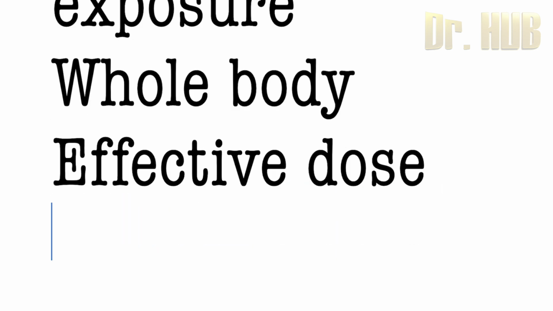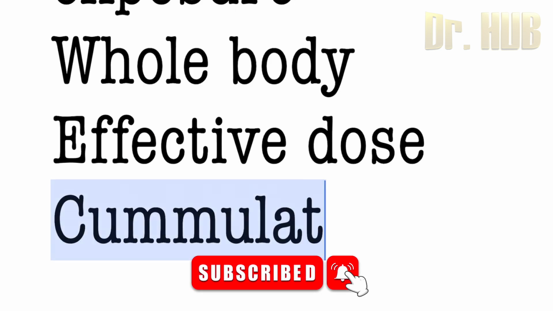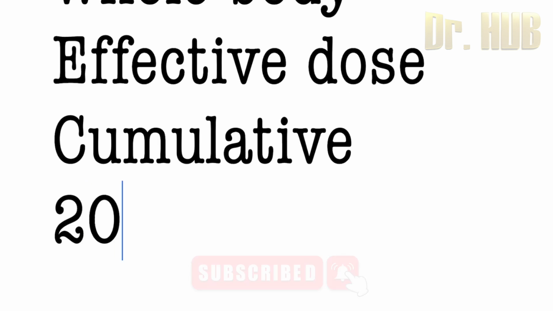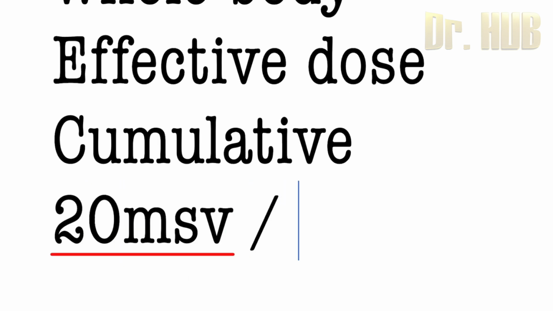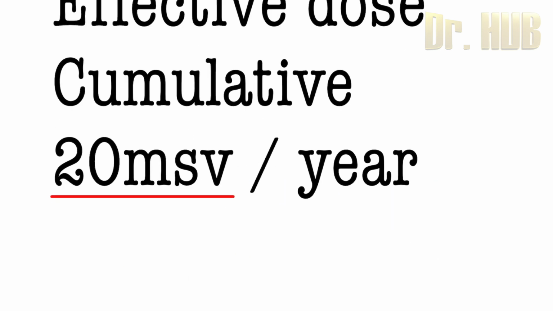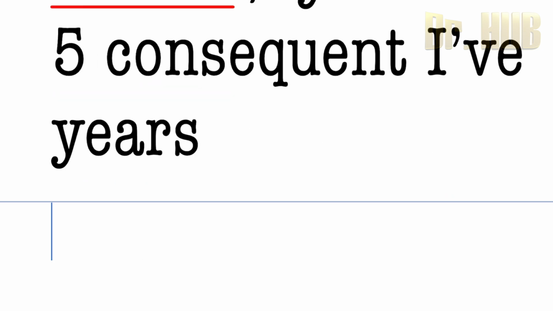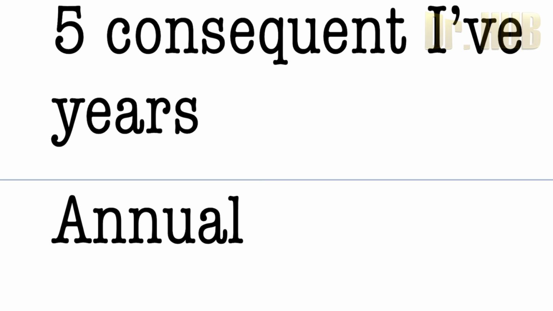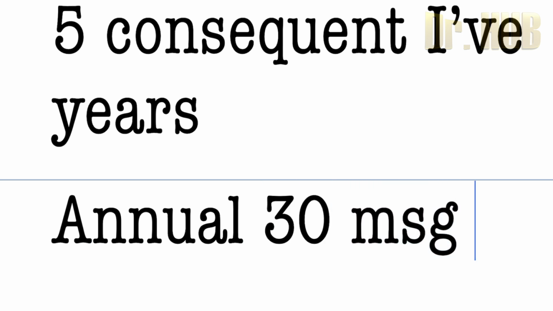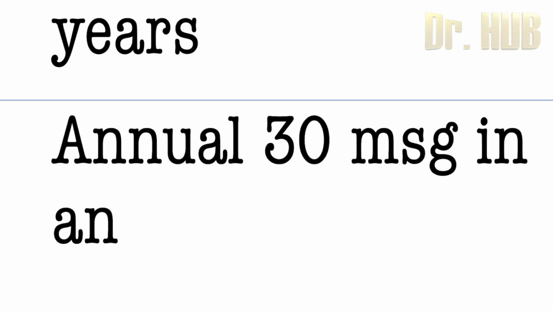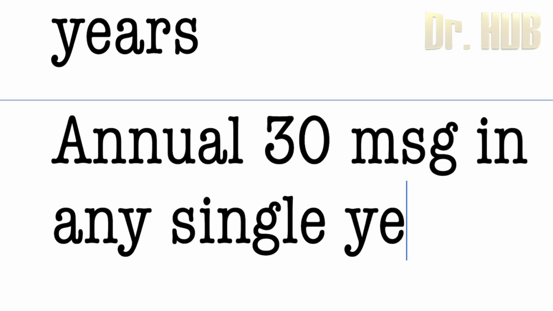So what is happening in case of the whole body? The whole body means that it is the effective dose. For the occupational exposure in case of radiation workers, there is a cumulative limit. Cumulative means there is about 2 mSv per year, averaged over 5 consecutive years. Then in case of annual, you have about 30 mSv in any single year.